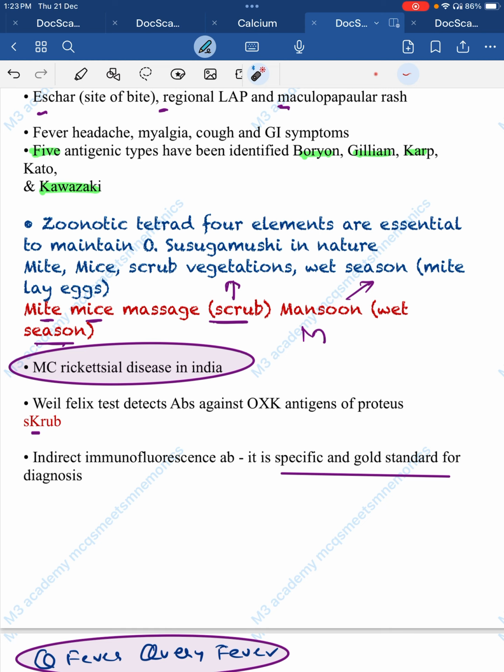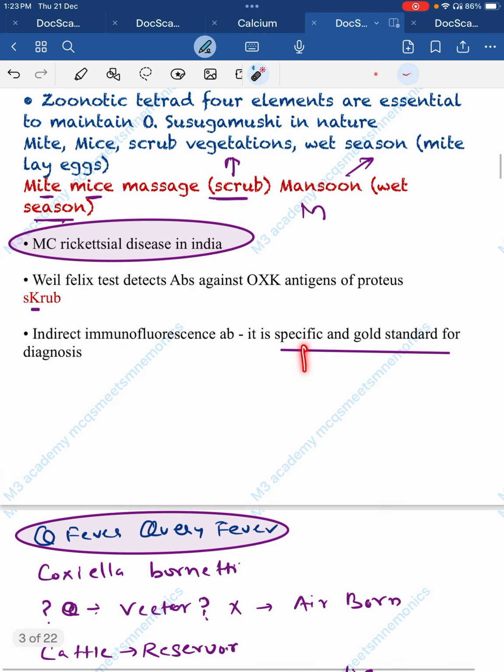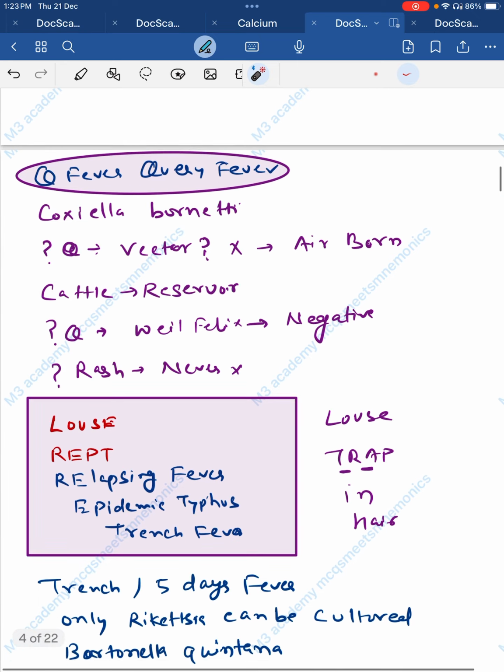So, monsoon. Now, the most common rickettsial disease in India is scrub typhus. So it is the most common question asked in exams by Indian examiners. Is that okay? Now, in the Weil-Felix reaction, the positive antigen is OXK, K for scrub. Is it clear? But if we are asked the most specific test and gold standard investigation, then our answer is indirect immunofluorescence. Is it clear?